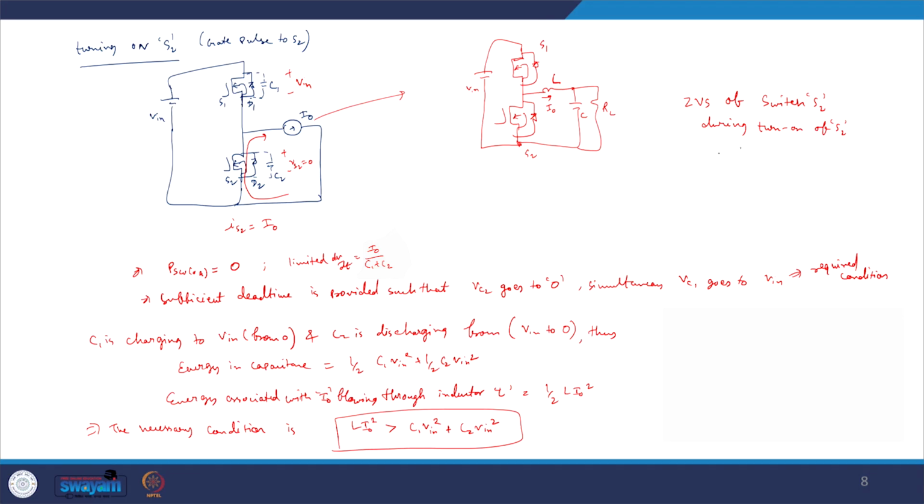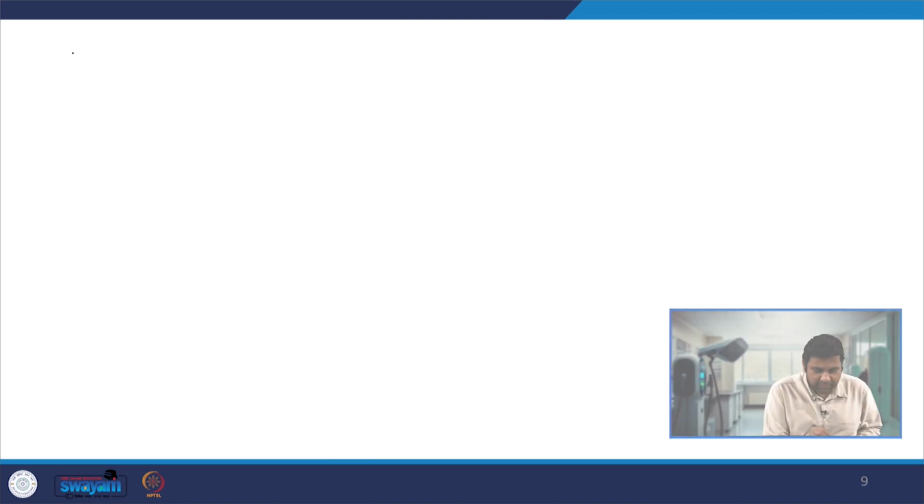So we will get this thing here. This is the first condition we have seen, that out of 4 conditions, in one of the conditions we are getting ZVS.